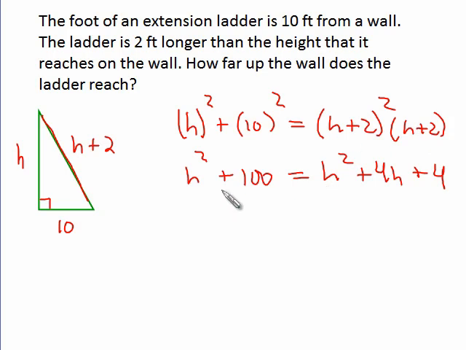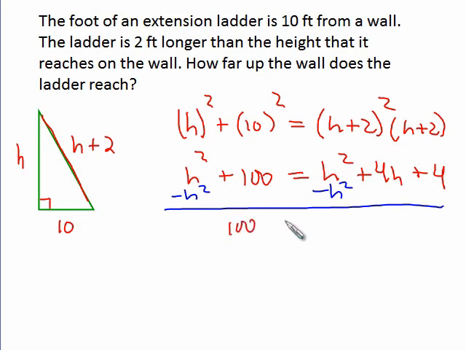Alright, so now we have this equation that needs to be solved, but notice that if I subtract off the h squared first, it will go away, and I no longer have a polynomial. Instead, I'll have a nice linear equation, which is a little shorter to solve here.